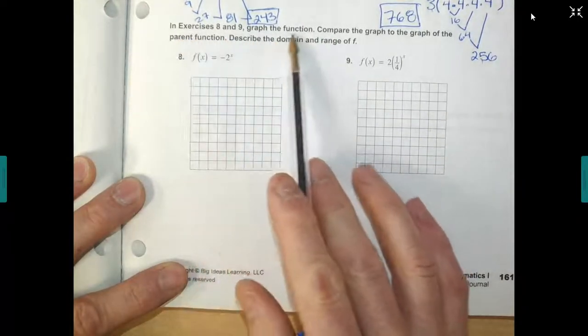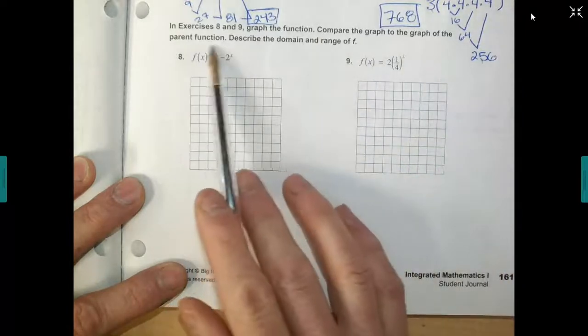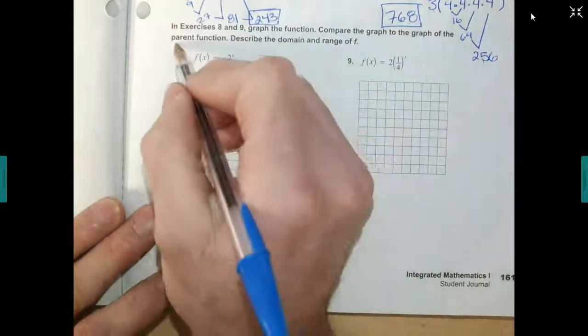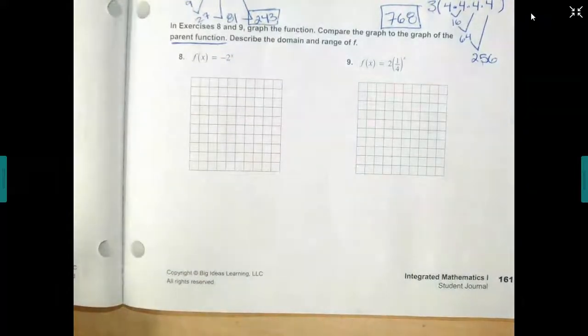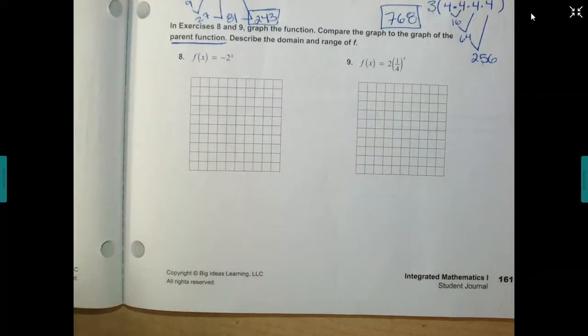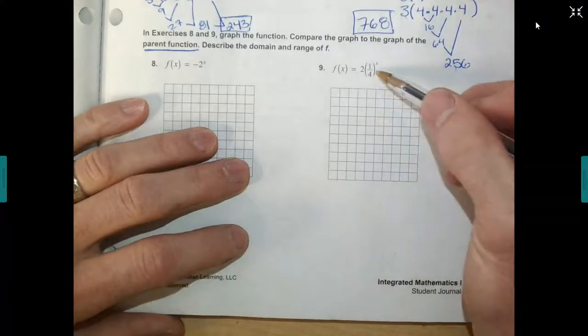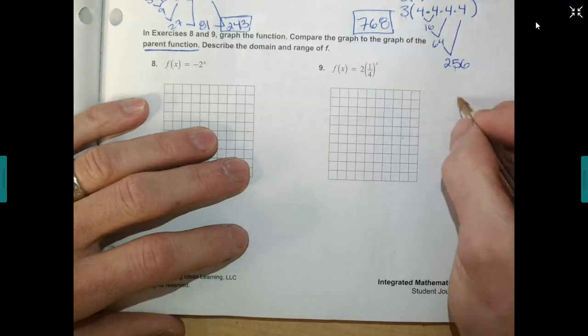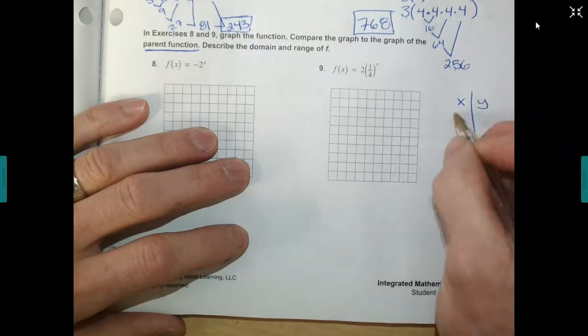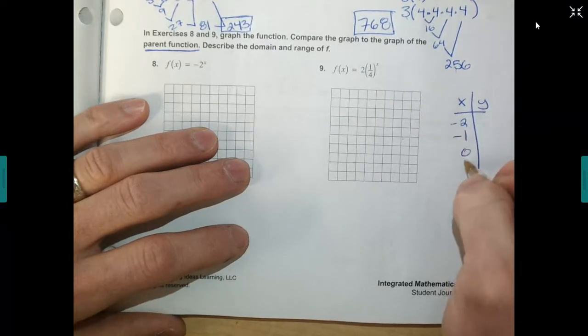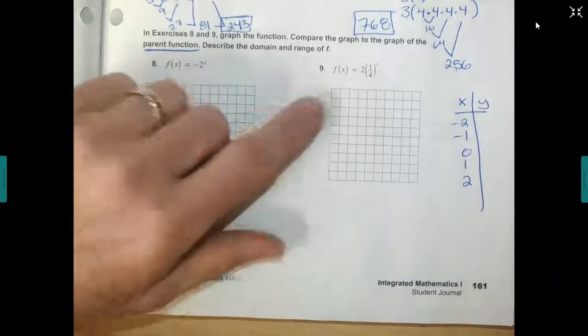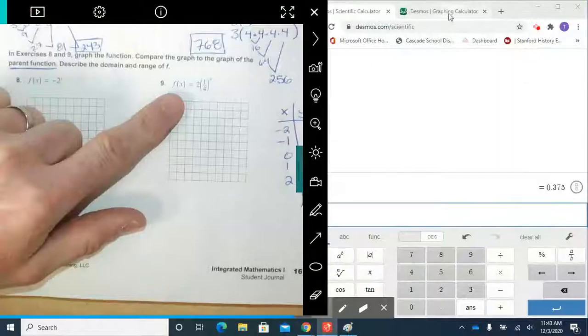All right. Exercises 8 and 9: graph the function and compare the graph to the parent function. We haven't talked about parent functions. Yeah, let's just do the domain and range right now. So I'm going to graph these by getting my -2, -1, 0, 1, 2. So I'm going to plug these into my scientific calculator.